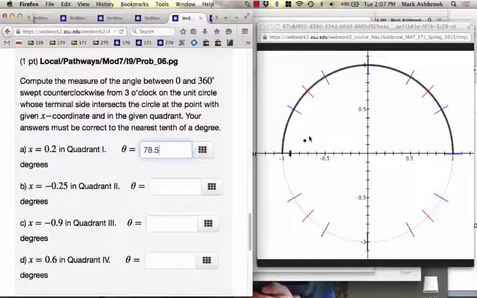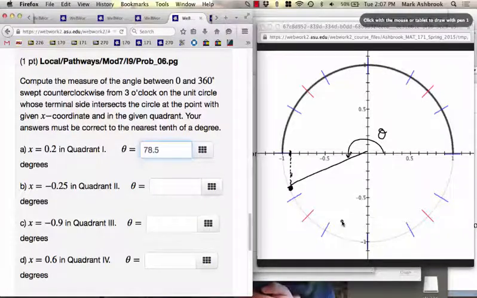Here we go. It takes a little bit more work on this one. So here we are at negative 0.9. That gives us a point about there. And so we want the terminal side through that point, and we want this angle. Now we're getting more interesting here. Can you find that angle? Pretend it's a test question. Everyone do it. Can you find that angle in degrees?